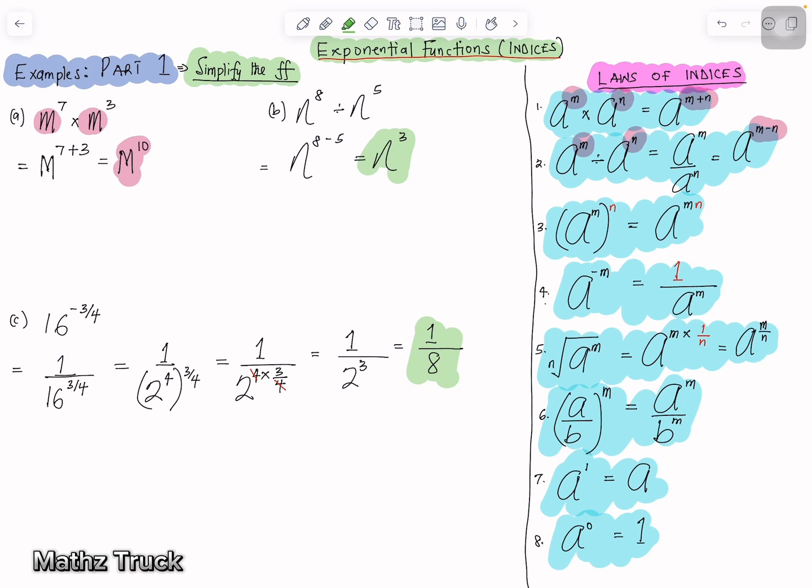All right, guys, don't forget the laws of indices. Familiarize yourself with laws 1 through 8. If you have the laws of indices at your hand, any questions presented to you with respect to indices will be very easy for you to do.